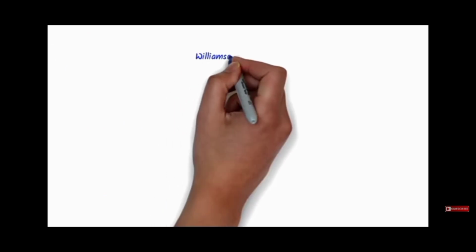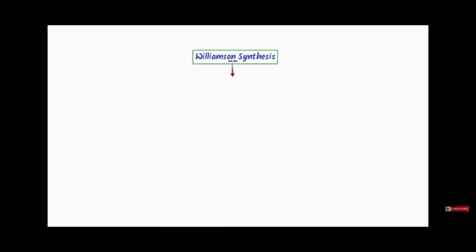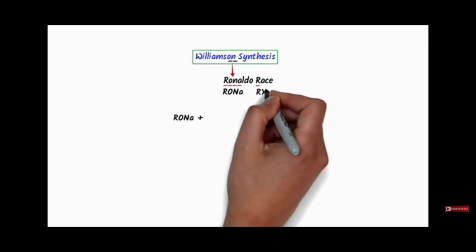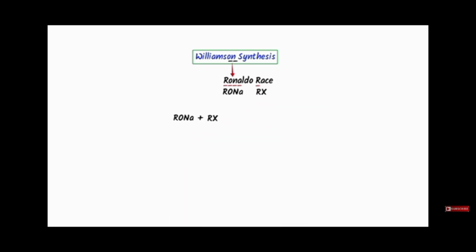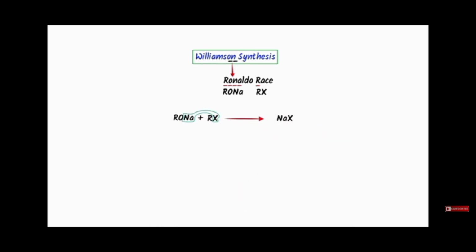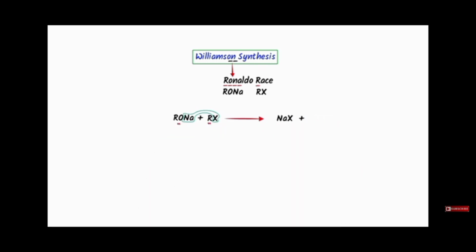Now let me teach you Williamson synthesis. This RON in Williamson reminds me of Ronaldo rays. This RONa is sodium alkoxide. This R in rays stands for RX, alkyl halide. These are the reactants of this reaction. Now sodium being positive will attack on halogen. We get sodium halide. This RO and this R combine together to form ether. So this is the Williamson synthesis reaction.